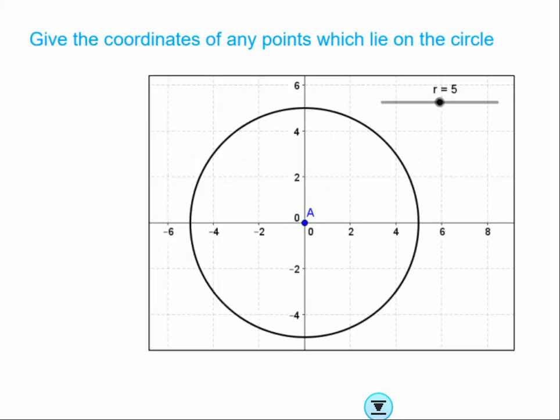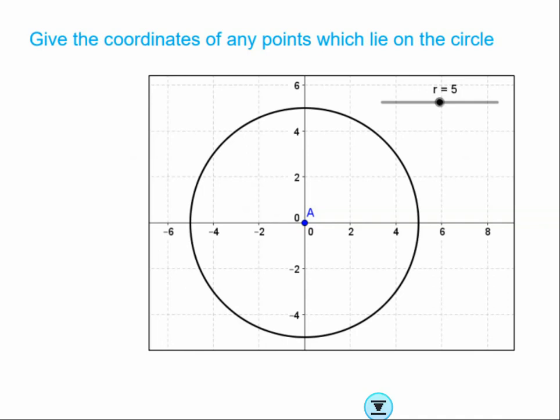Okay, so when I teach this, one of the first things I like people to do is try and come up with any coordinates that you can on this graph, and feel free at any point to just pause this video and have a think about what I'm saying. So if you've done that, that's great.